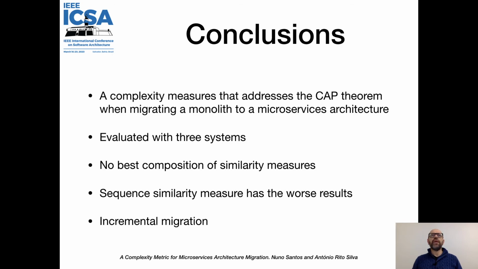So as a conclusion, we have a complexity measure that addresses the CAP theorem when migrating a monolith to a microservice architecture. It was evaluated with three systems. We found no best composition of similarity measures, and the sequence similarity measure has the worst results. And our conclusions are consistent with the idea that it is a good idea to have an incremental migration.